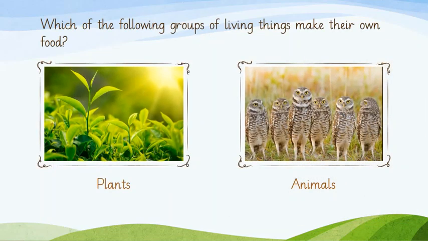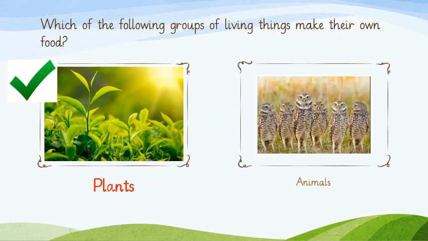So now we will assess what we have learned so far. The first question is, which of the following groups of living things can make their own food? Is it the plants or is it the animals? The correct answer is plants. Plants are the living things that make their own food.